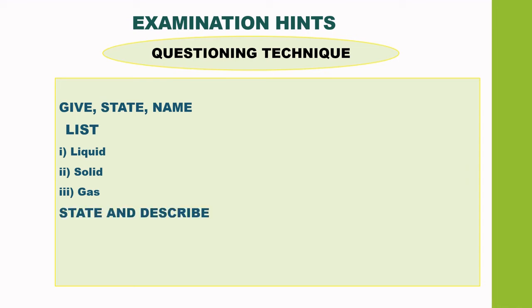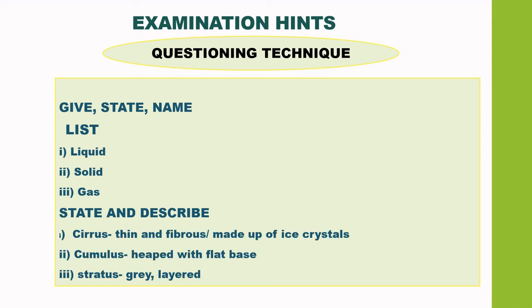State and describe. These are 2 questions. You are supposed to state and also to describe. For example, you could be asked to state and describe 3 major cloud types. Number 1, cirrus. That's your statement. Then the description, thin and fibrous, or you can say they are made up of ice crystals. Cumulus. You've stated the cloud, then you go on to describe. Heaped with flat bases. The third type, stratus, gray, and layered.